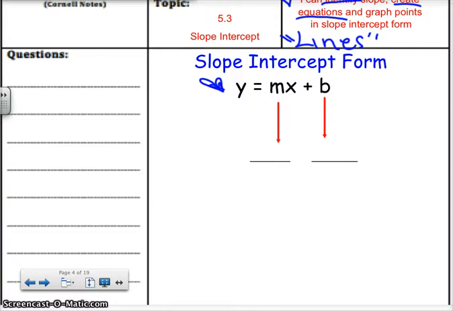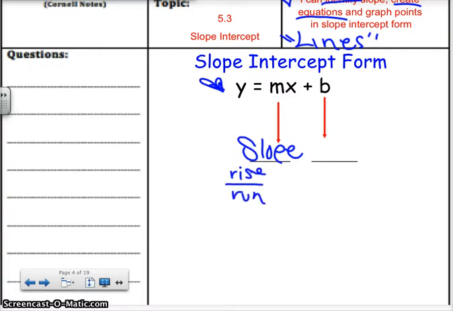Y equals mx plus b. Perhaps you have seen this form around. It's huge. It's huge in 8th grade, and 9th grade, and 10th grade, and college. The foundation of linear algebra is based off of slope-intercept, it's called. The M represents the slope. So that means anything that's in front of the x is the slope of the line. Slope of a line is rise over run.